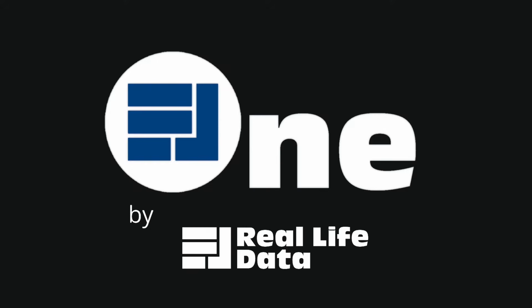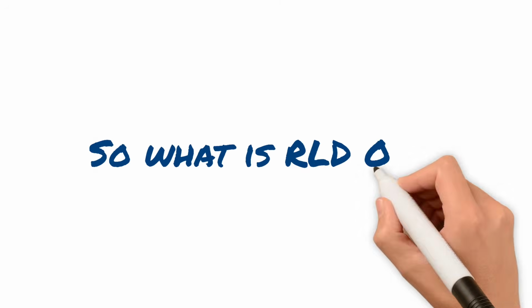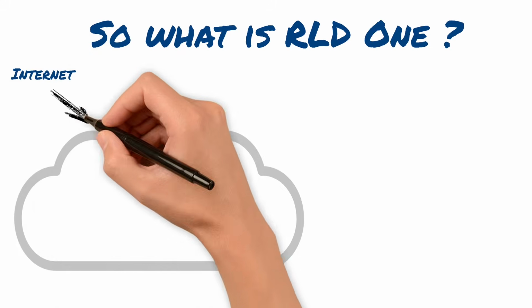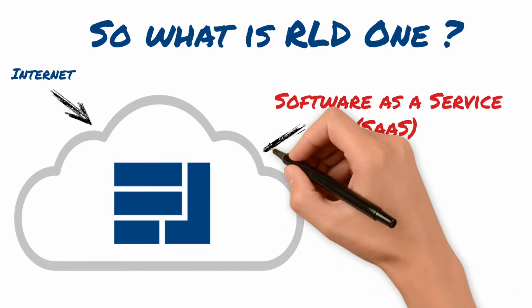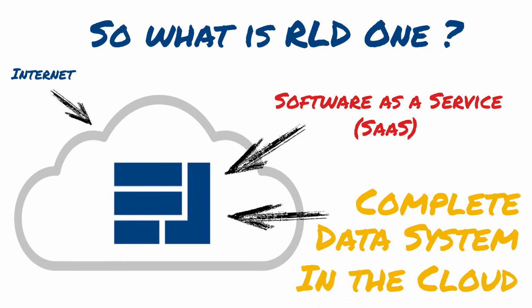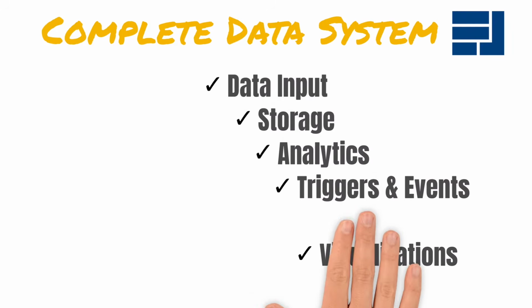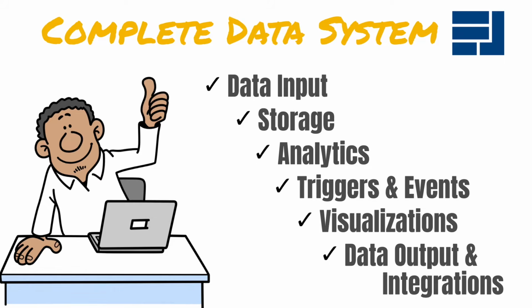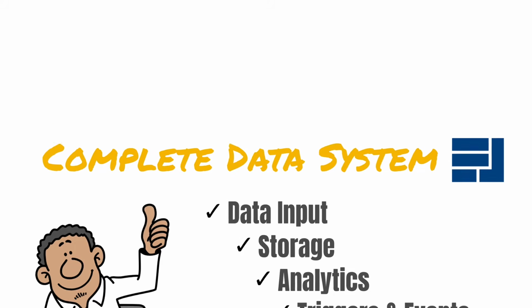I'm here to talk about our newest product, RLD One. So I guess we should cover the first question you might have. What is RLD One? RLD One is a software system that runs in the internet or in the cloud, and a lot of people would call this a software as a service product or a SaaS product. What we are is a data system in the cloud, or more importantly, a complete data system in the cloud. And what we mean by complete is that it includes all of those things in a data system that you need, all in one system. It includes data input, storage, analytics, triggers and events, visualizations, data output, and even integrations with your existing systems.